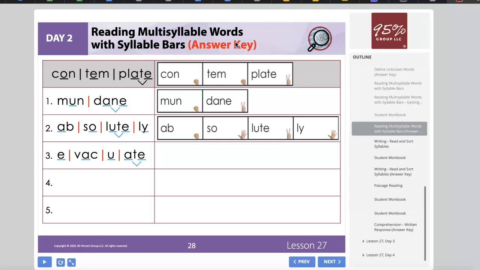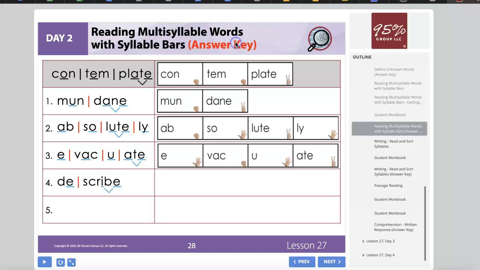Evacuate. All right? Number 4, everyone say describe. Clap it. Describe. All right? You should have underlined E, I, and E. Describe. And number 5, everyone say priceless. Clap it. Priceless. You should have I, E, and E underlined.